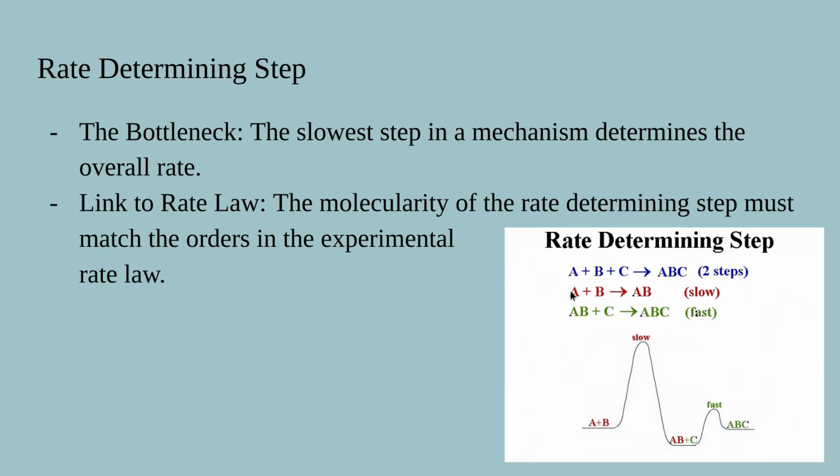Rate determining step. With any mechanism, the rate determining step, or RDS, acts as the primary constraint on the reaction's velocity. Similar to a bottleneck in a physical system, the overall rate of reaction is limited by the slowest elementary step. Therefore, the experimentally determined rate law must reflect the molecularity of this specific step.